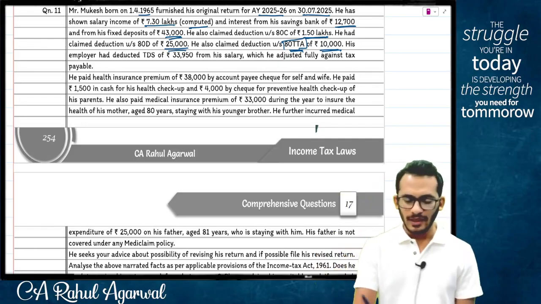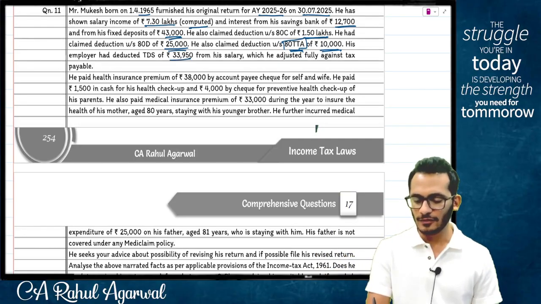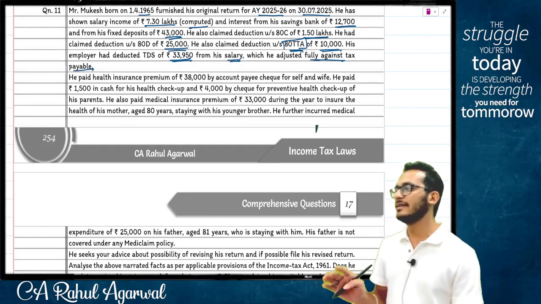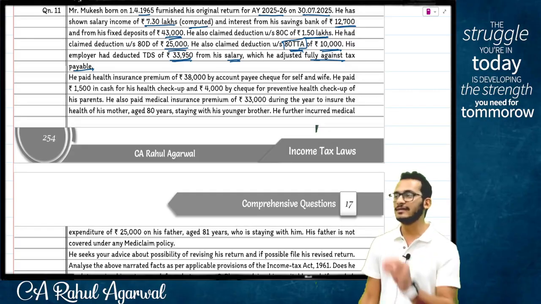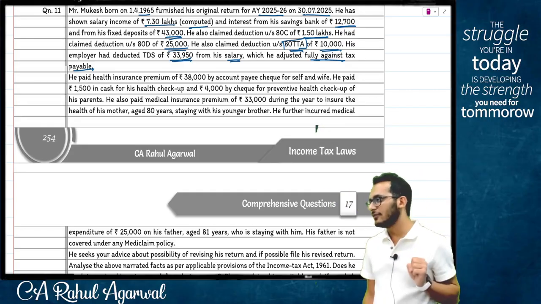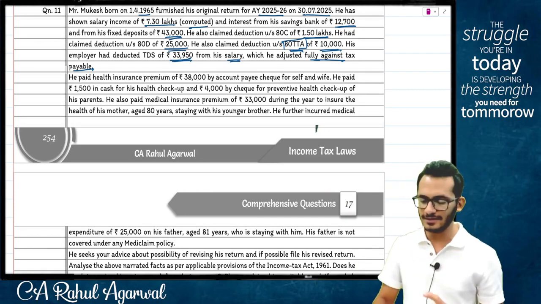Now, he has an employer who has deducted TDS of 33,950 from his salary, which has been adjusted fully against tax payable. So they're saying the person has TDS which is adjusted against his tax payable fully, meaning he has a refund of 0. Let's check how does it happen, people.